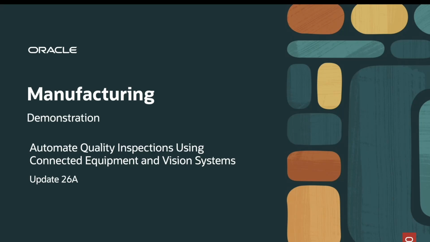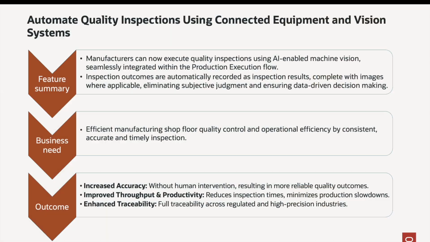Welcome to the demo of the 26A feature Automate Quality Inspection using connected equipment and vision systems. Inspection using a vision system, also called machine vision or automated visual inspection, is the use of cameras, controlled lighting, optics, and image processing software to automatically check products or output for correctness and quality without human intervention.